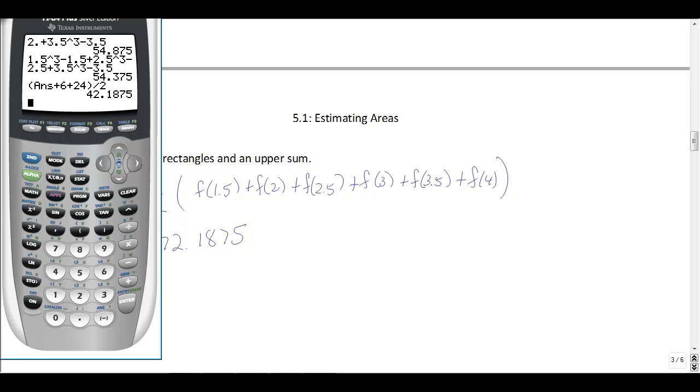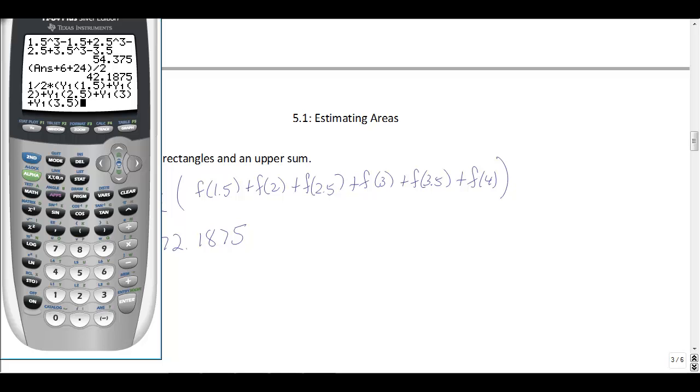Now, I'm going to streamline this. Let's just go y equals, and do x to the third minus x. Here, I'll put that there. And then I'm going to do 1/2 times, and then I can do variables, y variables, function y1 of 1.5 plus y1 of 2 plus y1 of 2.5 plus y1 of 3 plus y1 of 3.5.